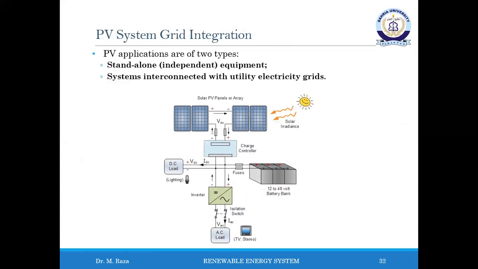PV system applications are of two types: standalone, that is independent equipment, and systems integrated with the utility electricity grid. The diagram shows the typical configuration of a standalone application of a PV system. A standalone system generally includes solar charging modules, storage batteries, and controls or regulators. A ground or roof mounted system will require a mounting structure, and if AC power is desired, an inverter is also required.